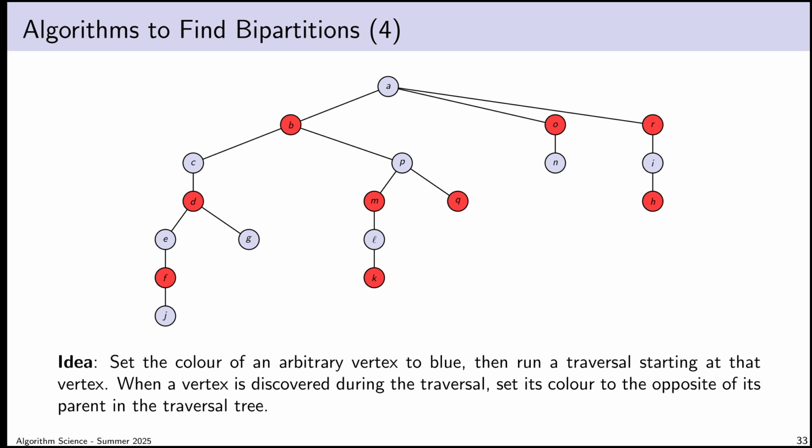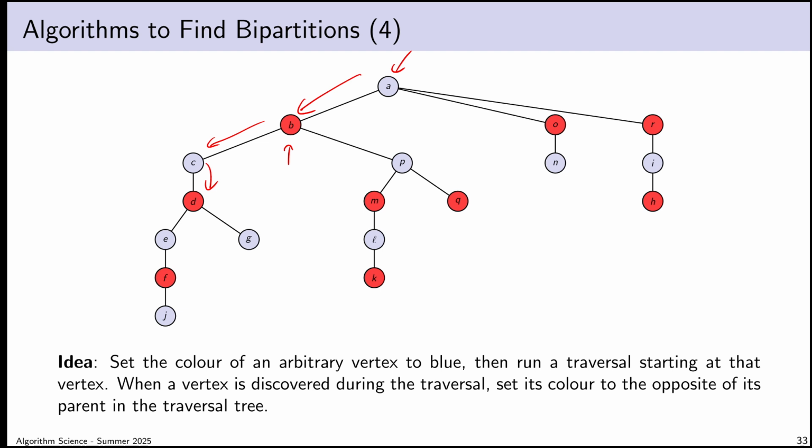So run a traversal starting at our starting point, fix the color of that vertex, and then as you visit each other vertex, so as I discover vertex B from vertex A, just set the color of the new vertex you discover to be the opposite color of its parent. So B becomes red. When I visit vertex C from B, C becomes blue. And then when I visit vertex D from C, D becomes red, and so on.